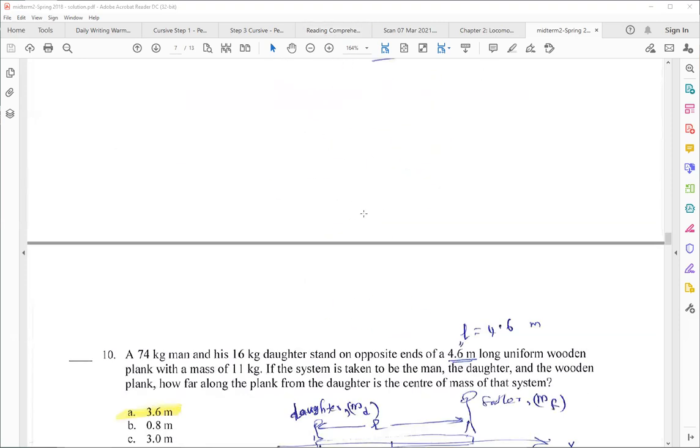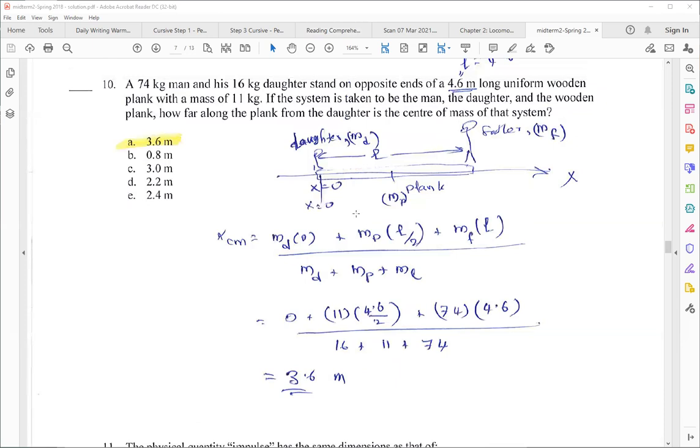Now, question number 10. You have a 74 kilogram man and his 16 kilogram daughter standing on opposite ends of a 4.6 meter long uniform wooden plank with a mass of 11 kilograms. Now, if the system is taken to be the man, the daughter, and the wooden plank, how far along the plank from the daughter is the center of mass? So see how the question is being formulated. How far along from the daughter? That means the daughter is the reference. Okay, so the daughter should be taken as a reference.